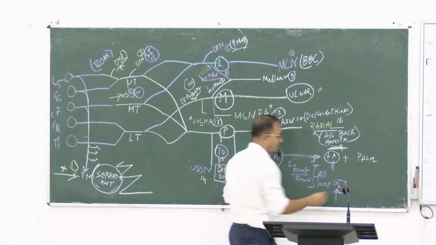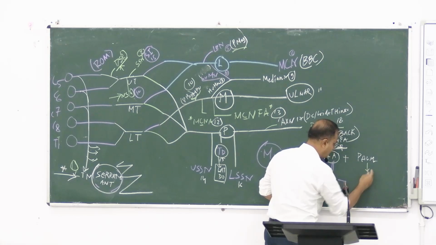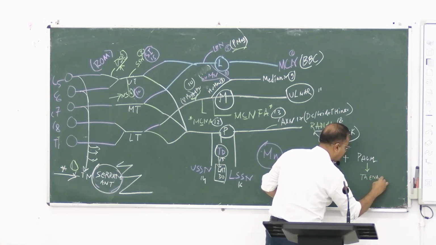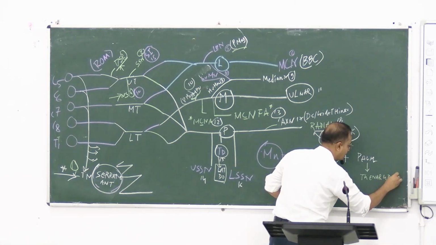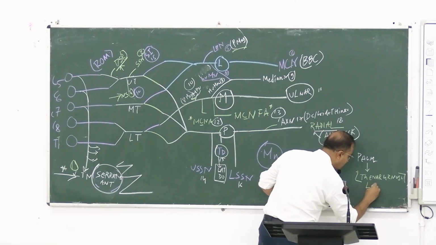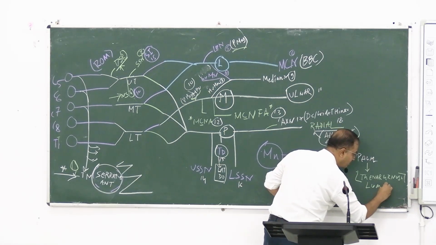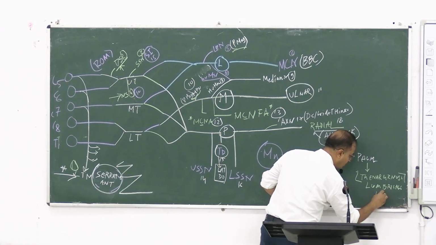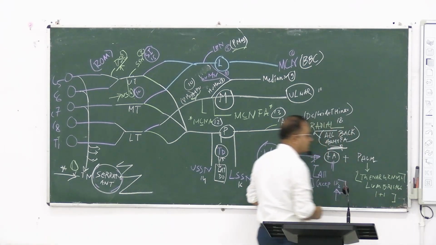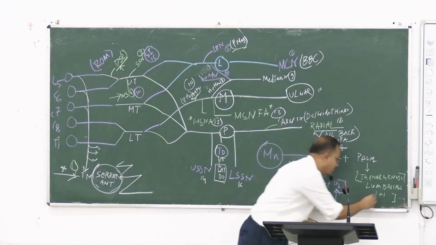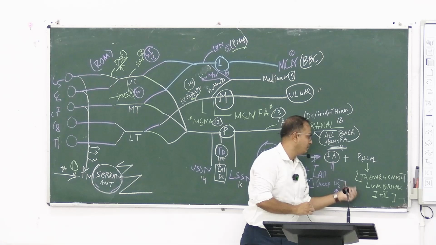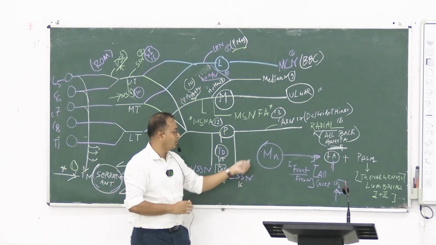In the palm, it supplies principally the thenar muscles. This is one group, and another group of muscles we call the lumbricals: lumbricals 1 and lumbricals 2. So these are the things you have to keep in mind regarding the muscular supply of the median nerve.